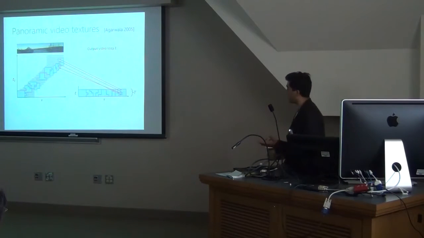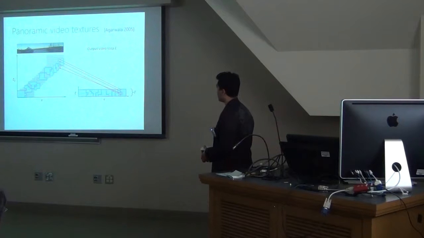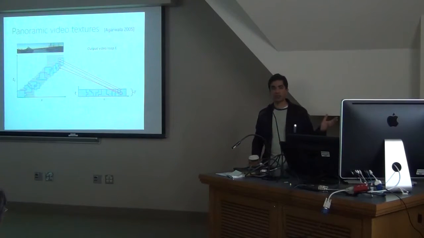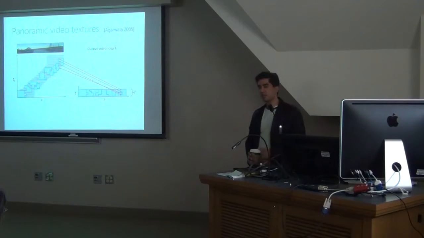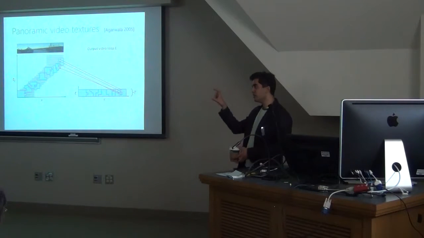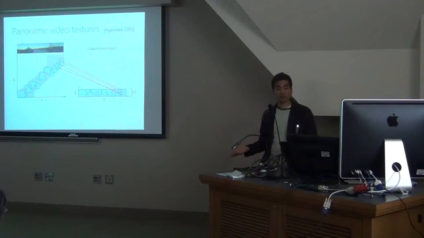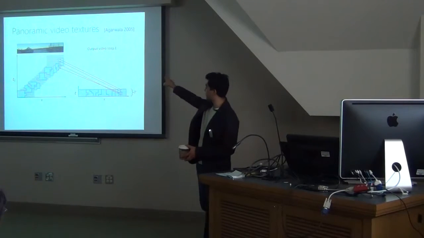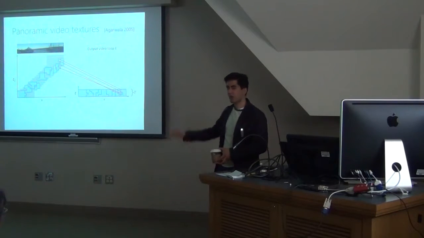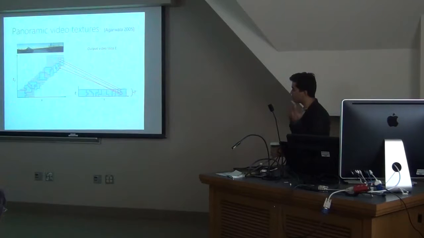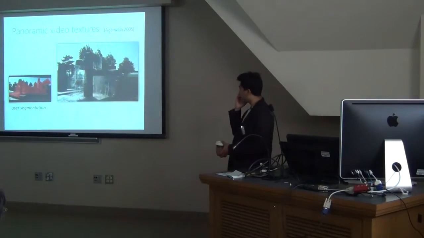Some of the other work done at UW, a number of years ago by Aseem Agarwala, was trying to do this video texture type of thing in a panorama. The idea is that your camera's panning. You want to create a looping texture, but you don't see the whole scene at the same time. You're getting little snippets of this time volume, and you need to construct something that loops in between. This is really, really nice work.